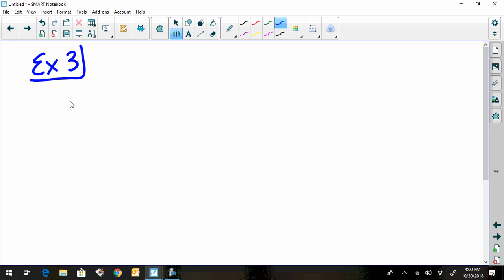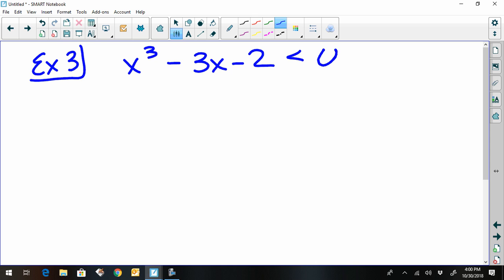We have x cubed minus 3x minus 2, and we're going to look for when that is less than 0. Okay, so we're looking at this and we're thinking, okay, that's x to the third. That's not a quadratic, so I can't do RS. But what I can do is that really fun standard that we did at the beginning of this unit, known as the rational root theorem.